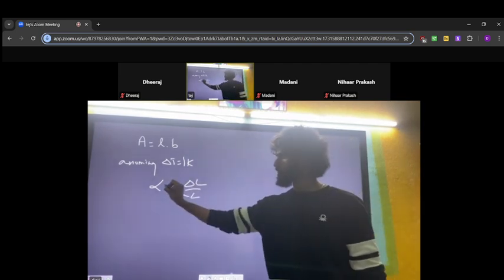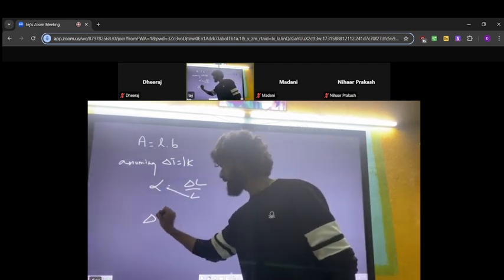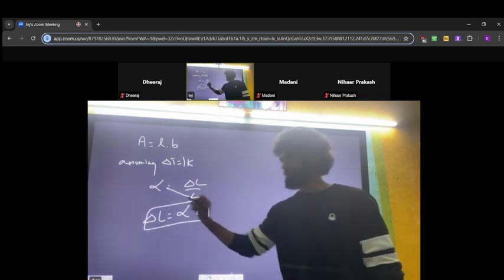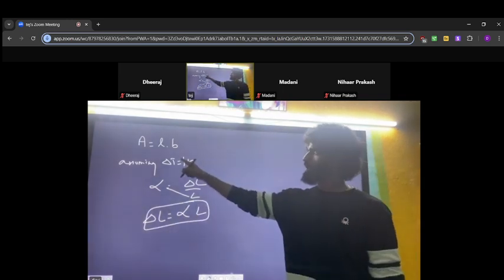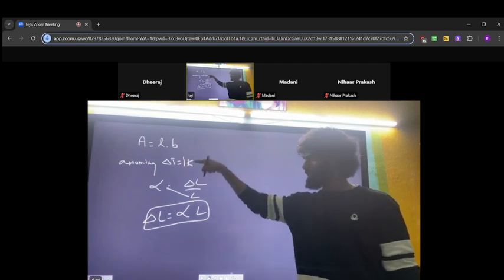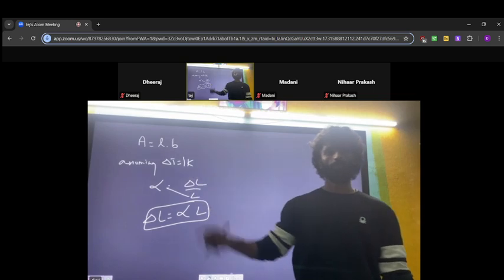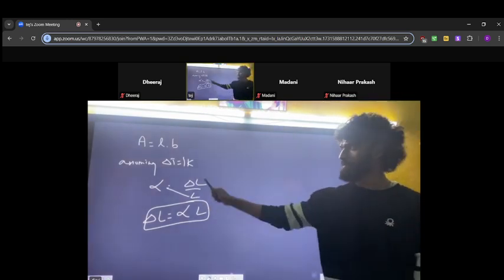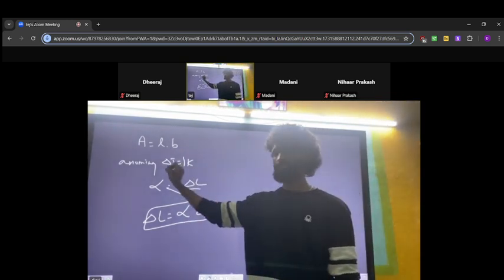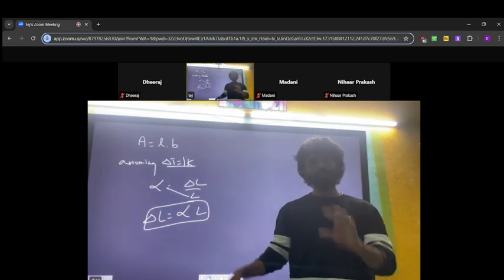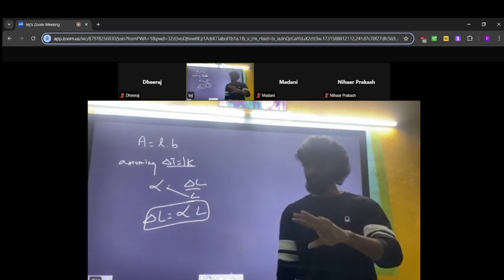Now, if you crisscross, can I tell delta L is equal to alpha into L? Correct? So, when you assume delta T equals 1 Kelvin, you get the answer for delta L. What's the answer? Alpha L. Right. That's important. This step is important, and by chance, if you miss this, the answer is wrong. How did I get it? You write the formula for alpha, change the delta T to 1, and you crisscross.